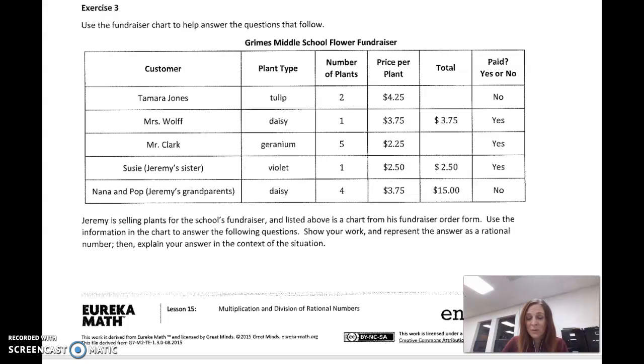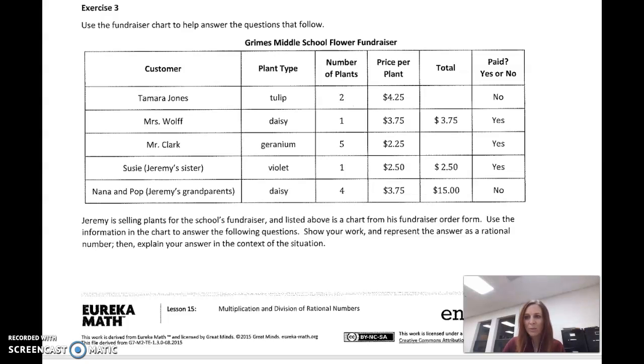So Tamara Jones was a customer. She bought tulips, two of them, two plants. It's $4.25 per plant and she hasn't paid yet. Mrs. Wolf bought a daisy, just one of them. It's $3.75. She paid her $3.75. Okay? It says use the information chart to answer the following questions, show your work, and represent the answer as a rational number. Then explain your answer in context of the situation.